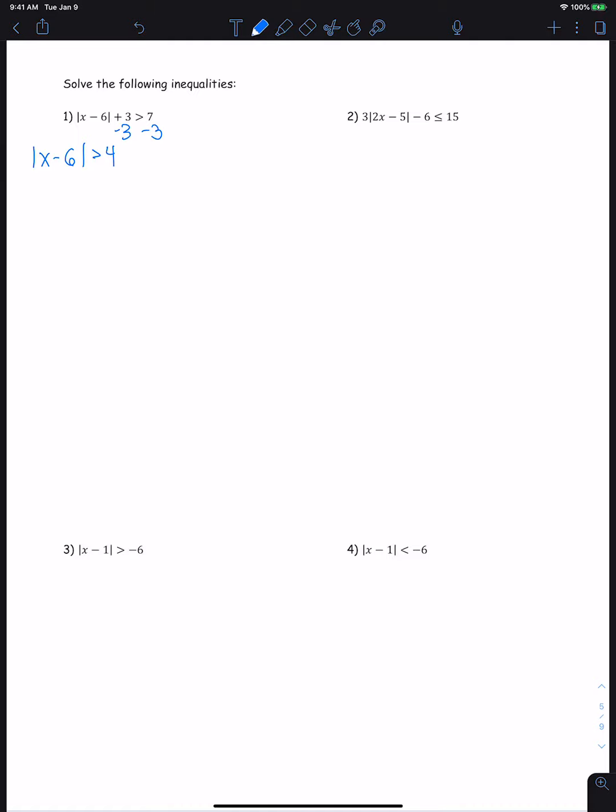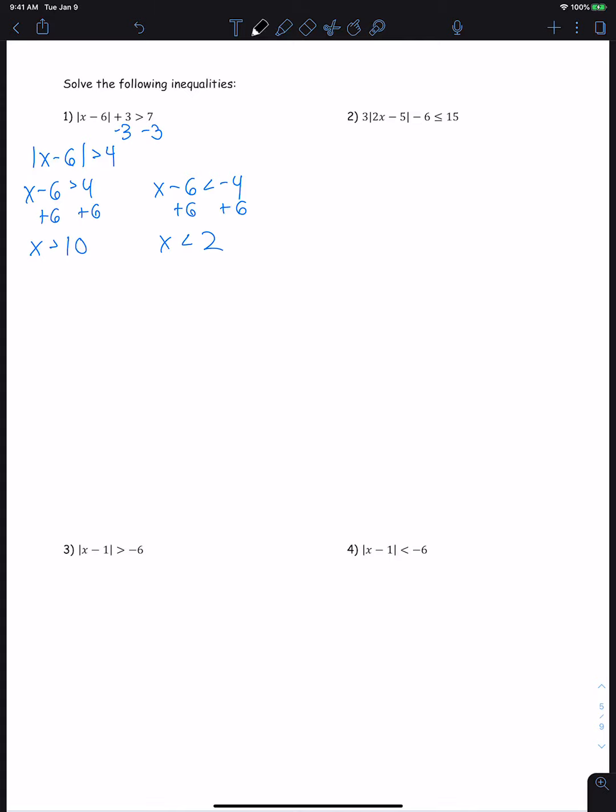So from here, I'm going to split this up into our two inequalities. So I have x minus 6 is greater than 4. And I also have x minus 6 is less than negative 4. Solve both inequalities. So I'm going to add 6 on both sides here. I get x is greater than 10. Add 6 on both sides here. I get x is less than 2.